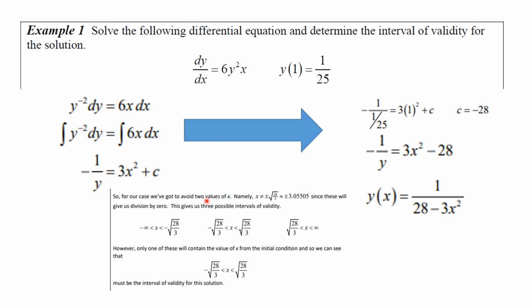Now, we're still being asked to find the interval of validity, and you see this bottom is going to be 0 whenever x is equal to plus or minus the square root of 28/3. That slices the real number line into three possible intervals of validity: here, here, and here. But only one of these will contain the initial value, so it's the middle one. That is the interval of validity for this solution. So you see the initial value does have a role to play in determining the interval of validity. If we change this one, we could change the interval of validity.